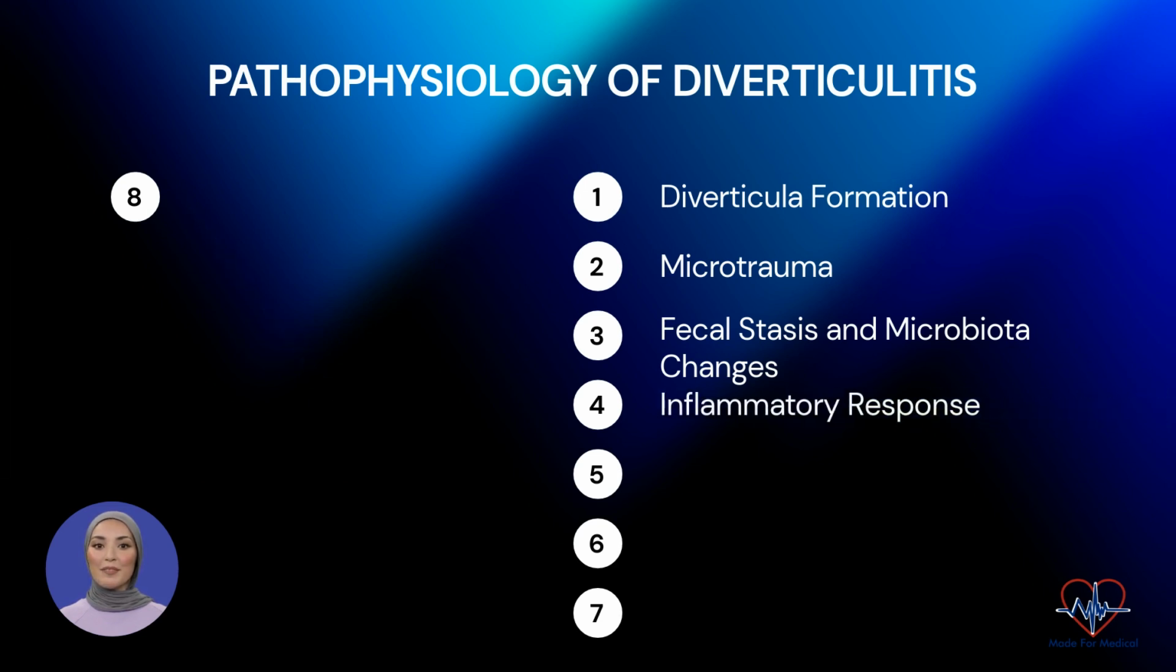Inflammatory response. Fecal contamination and bacterial overgrowth within the diverticula trigger an inflammatory response. The body's immune system recognizes the presence of bacteria and mounts an immune response, leading to the release of pro-inflammatory cytokines and chemokines. Inflammation and infection can progress, resulting in the formation of an abscess. The abscess is a localized collection of pus and inflammatory cells that develops in the vicinity of the affected diverticulum. It can cause further damage to the surrounding tissues and structures.